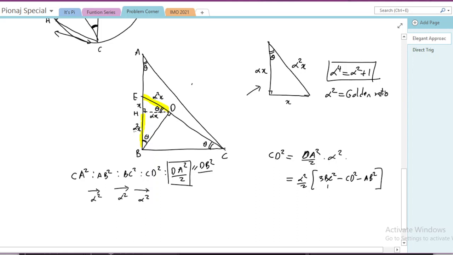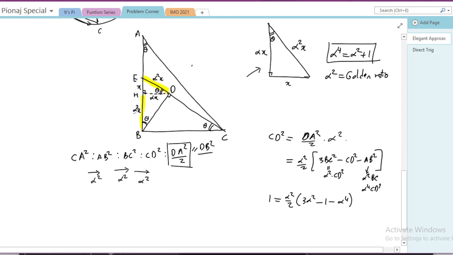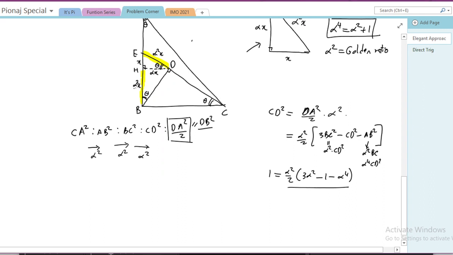If you do that, we see that BC squared would be alpha squared times CD from the ratios we developed earlier, and this one will be alpha squared times BC, which is alpha raised to power 4 times CD squared. So if you cancel out CD from everywhere, it just comes down to trying to prove this identity: 3 alpha squared minus 1 equals alpha raised to power 4. But we have this relationship, so we can just use that to simplify the right hand side. We'll see that we'll get 1.